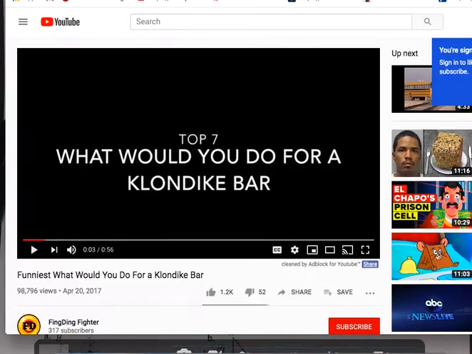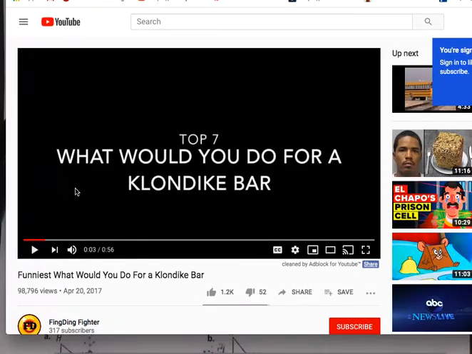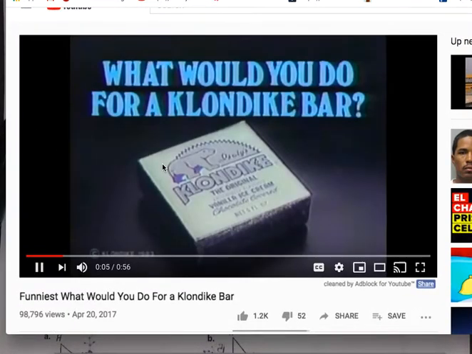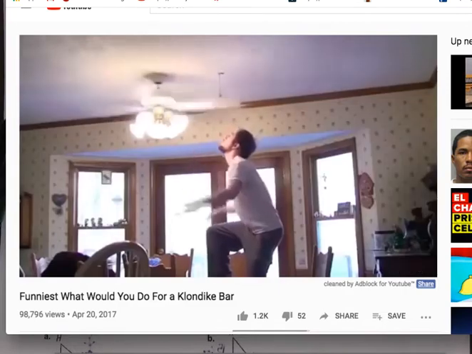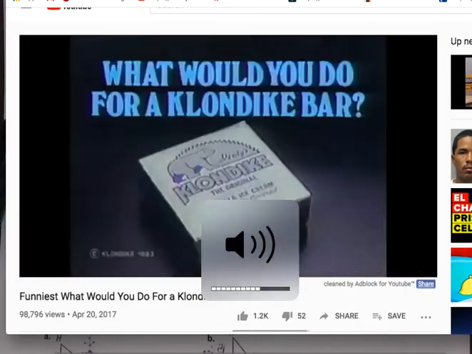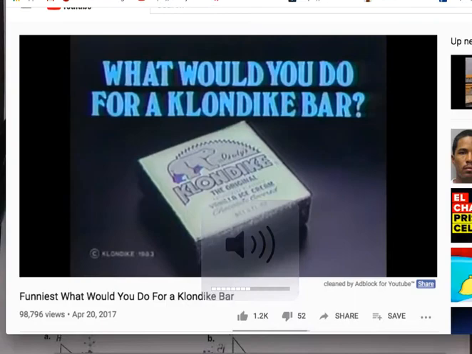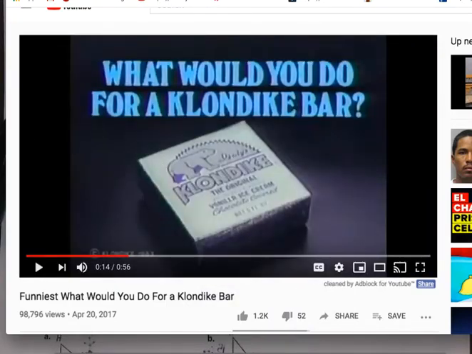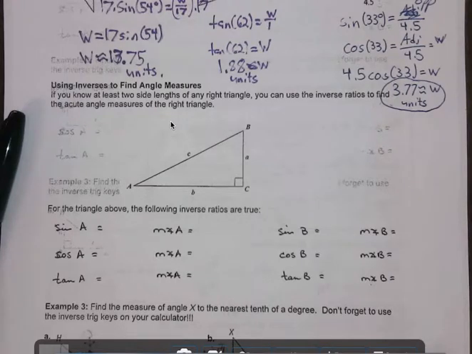We're going to tie in inverse functions shortly, but first I have a question for you. What would you do for a Klondike bar? What would you do for a Klondike bar? Interesting, right? I know.